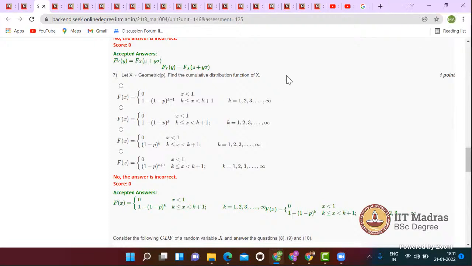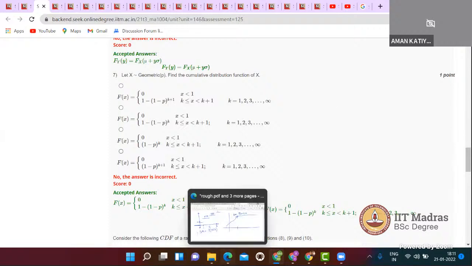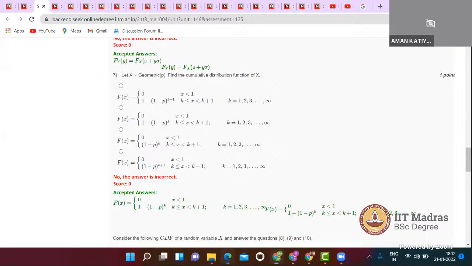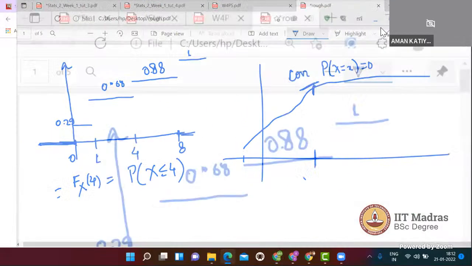So what's the problem in this? Sir, I'm not getting the right answer. How do you generally write the geometric distribution? The geometric distribution is p into (1 minus p) to the power n minus k.